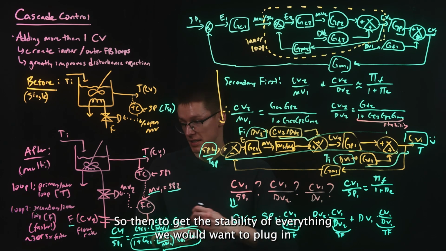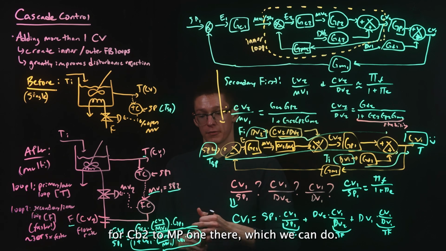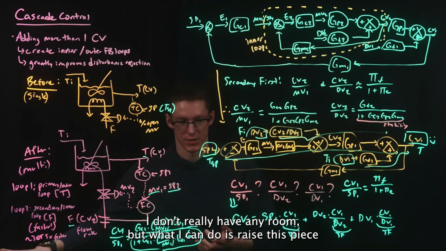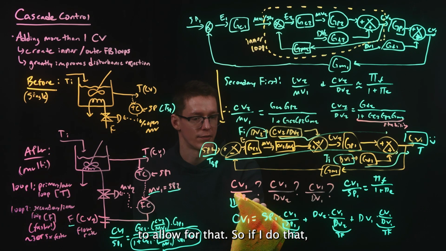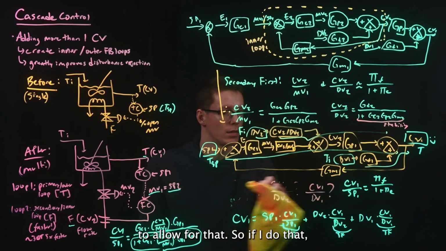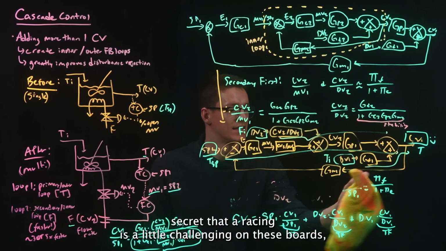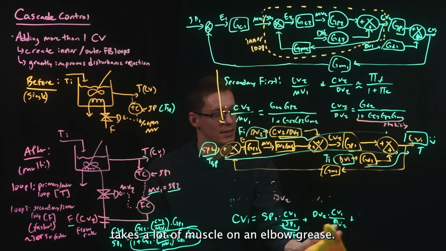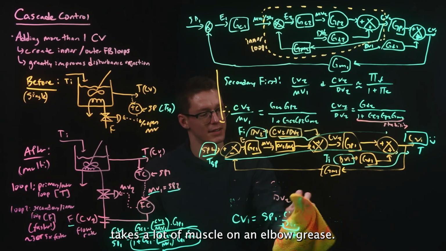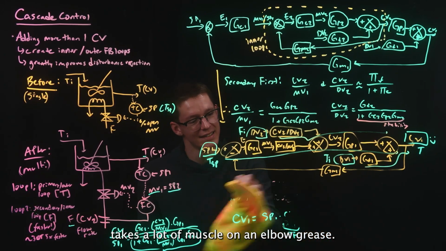So then to get the stability of everything, we would want to plug in for CV2 over MV1 there, which we can do. I don't really have any room, but what I can do is erase this piece to allow for that. So if I do that, you're seeing the secret that erasing is a little challenging on these boards. It takes a lot of muscle, a lot of elbow grease.